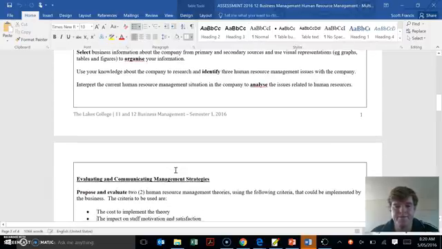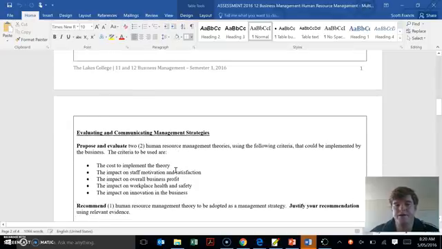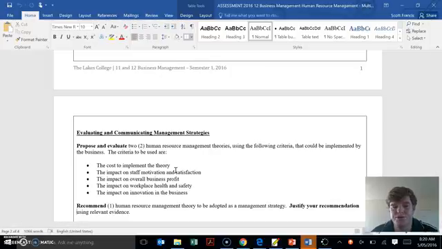So we're now at evaluating and communicating management strategies. So we have to suggest two human resource theories. Maslow's hierarchy of needs is a theory that would fit in there, and decide whether they can be implemented. Right, so we're thinking about how expensive would it be, what impact does it have on motivation and satisfaction, what impact does it have on business profit, health and safety, and the impact on innovation.